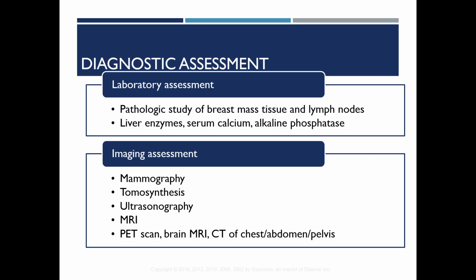A tomosynthesis is similar to mammography, but uses 3D images. The MRI, we can do that for high-risk patients and for better visualization of a suspicious area found on a mammogram. We can also use PET scans, CTs, and MRIs, and these can rule out or identify areas of metastasis.